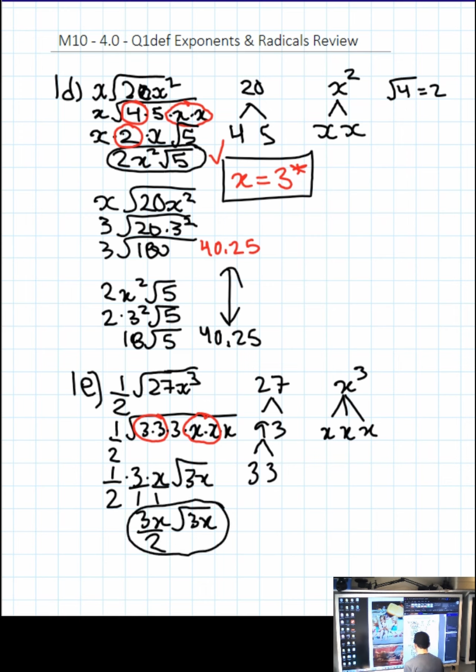Circle our answer. So again, yes, we could check our answer by choosing an x value, substituting it in for x into the question, substituting it for x into the answer, and making sure they're the same, but we're not going to do that every single time.